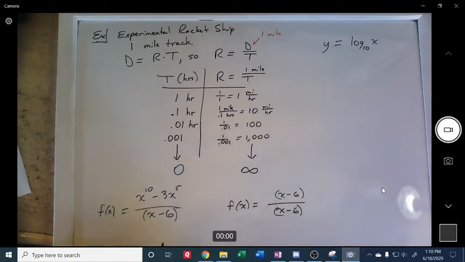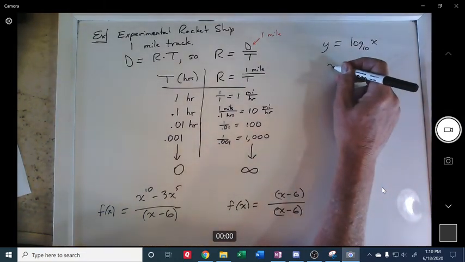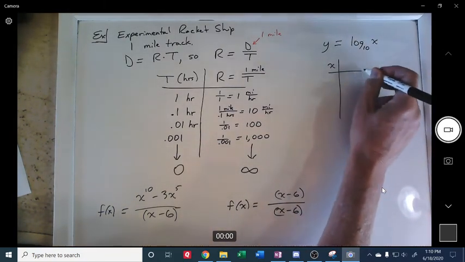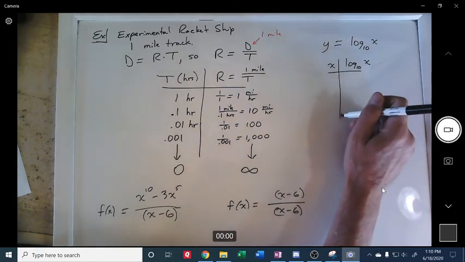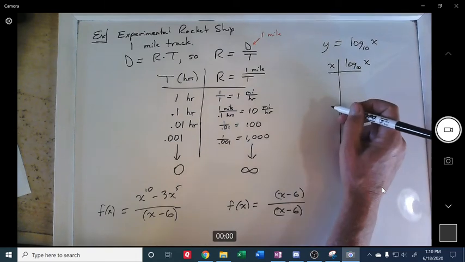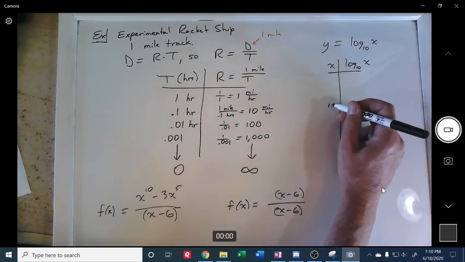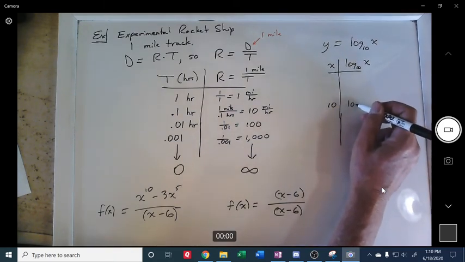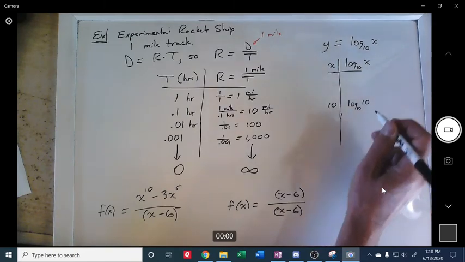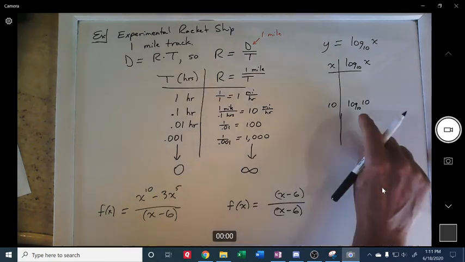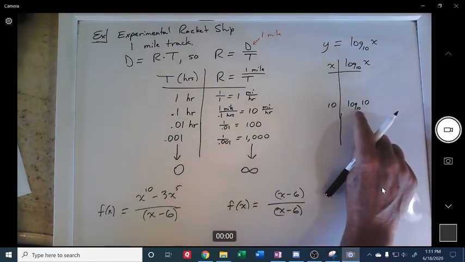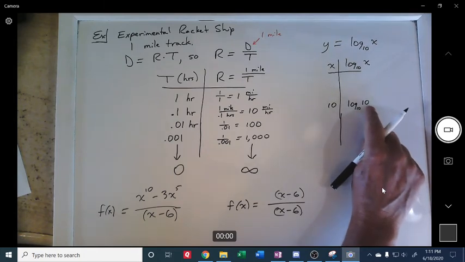If you were to graph this, let me put some real easy values. If x is 10, you're going to have log base 10 of 10. So the question that this is asking is, what's the exponent you place on top of 10 to get a result of 10?